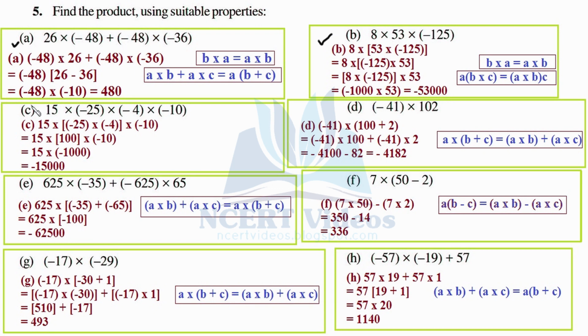C part. Now here we will multiply first 25 into 4. Why? Because it will make 100. Because multiplying anything with 100 is an easy calculation, therefore we do it. We put it in brackets, minus minus is plus, therefore writing other terms as it is. So 25 into 4 is 100, minus minus is plus, rest terms as it is. Now attaching 3 zeros to it because 100 into 10 was 1000. And plus minus is minus, therefore minus 15,000.